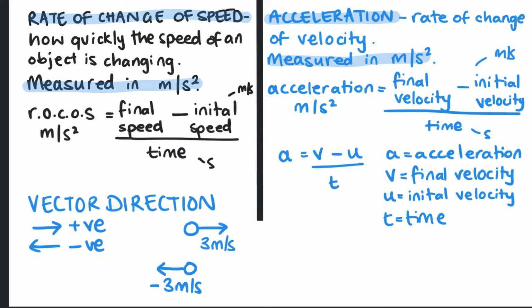Now, generally, if it's moving to the right, we say that it's positive, and if it's moving to the left, it's negative, but really it's just one direction, and then the opposite direction is given the negative value.